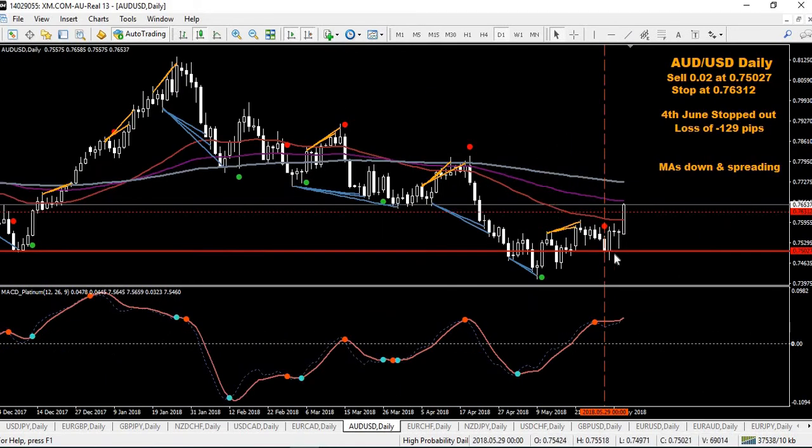I did take a sell trade in here. I've left it all marked on the chart because I think I'm going to call it tomorrow morning as stopped out. I did have a stop in place at this red dotted line. Loss of 129 pips. It's just gone the wrong way.